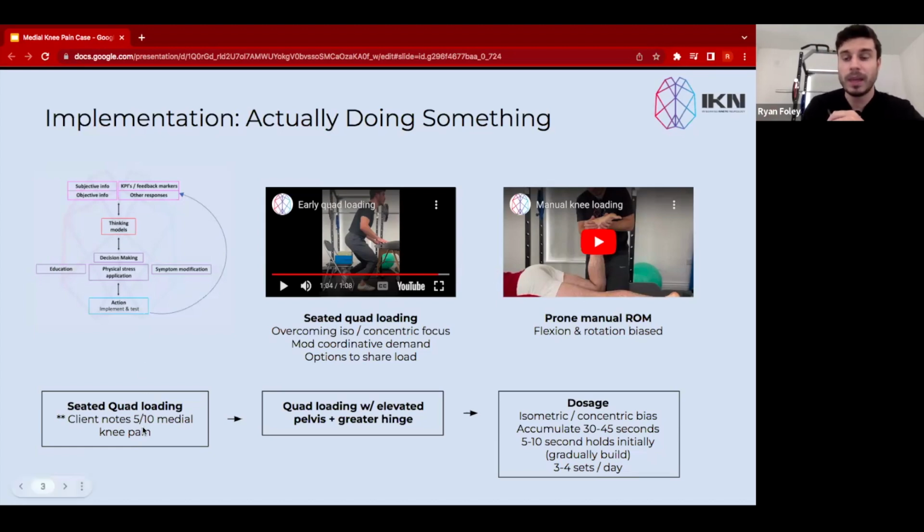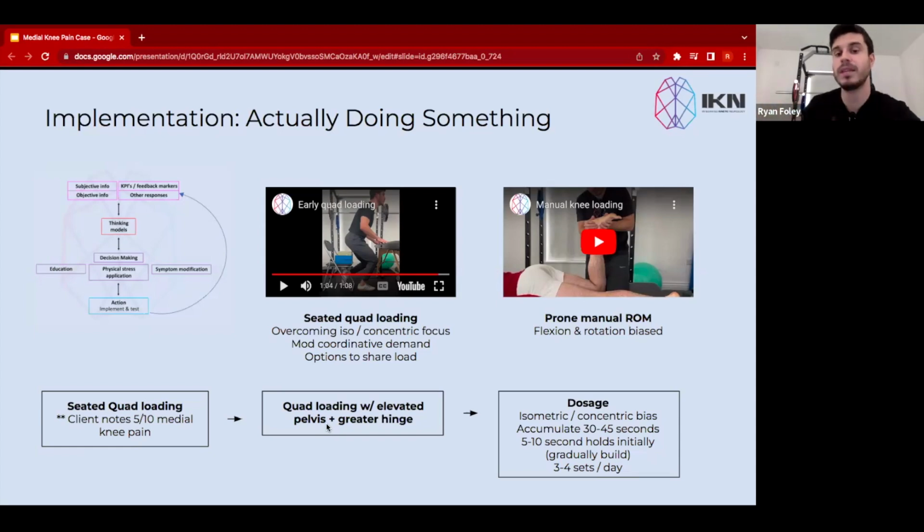So with that initial strategy down here, you can see they had 5 out of 10 pain, the medial knee. We then transitioned into a quad loading strategy with an elevated pelvis and a greater hinge. And from a dosage standpoint, we kept it isometric. So there was a little bit more of a concentric dynamic motion to get into that hinge, but then we kept it isometric. We had 4 to 5 second holds at the beginning, progressed to 5 to 10 second holds, but we asked the client to go to the point where they were fatigued.